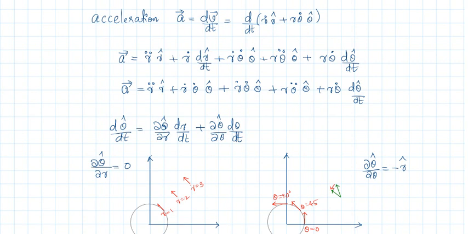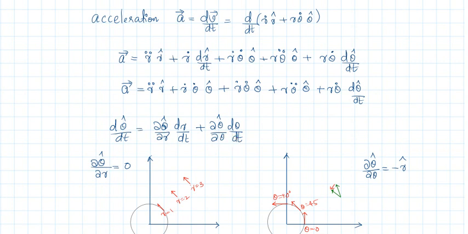Apply product rule, r double dot r cap plus r dot dr cap by dt, plus here apply product rule, there are three terms, r dot theta cap plus r theta double dot theta cap plus r theta dot d theta cap by dt. Dr cap by dt we already have an expression, theta dot theta cap, substitute that here. Now what about d theta cap by dt? What is d theta cap by dt? Again using chain rule you can write dou theta cap by dou r into dr by dt plus dou theta cap by dou theta into d theta by dt.